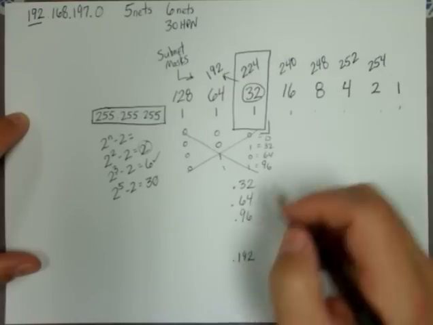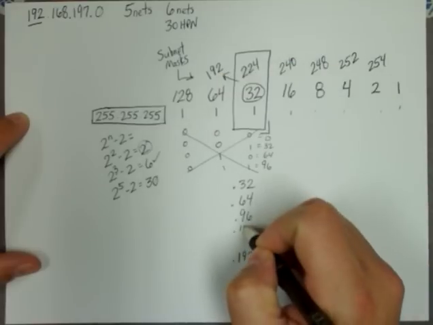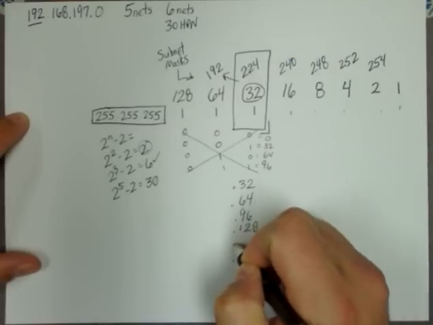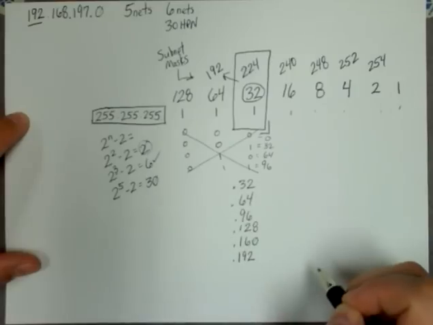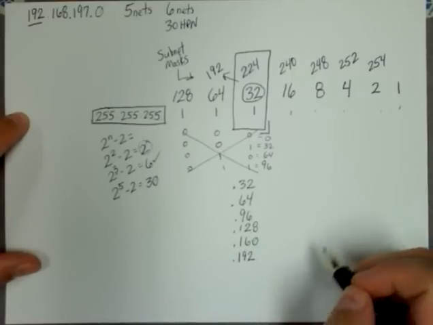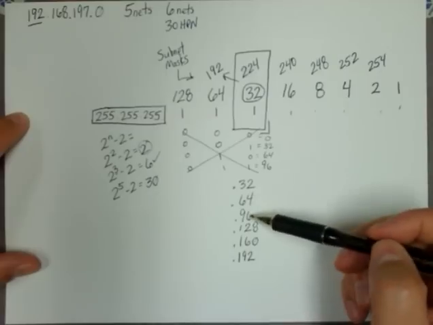Go ahead and fill in the holes here. 128, 160. Pretty easy. So here's our 6 networks, 32, 64, 96, 128, 160, 192, all 6 of those.